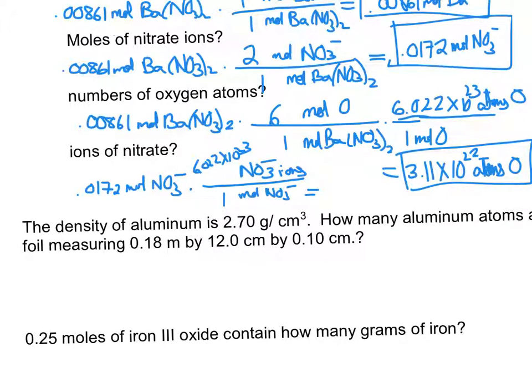And this gives me, I'll write in a different color because it's hard to see here. It's getting crowded. 1.04 times 10 to the 22nd nitrate ions. And that's my answer.